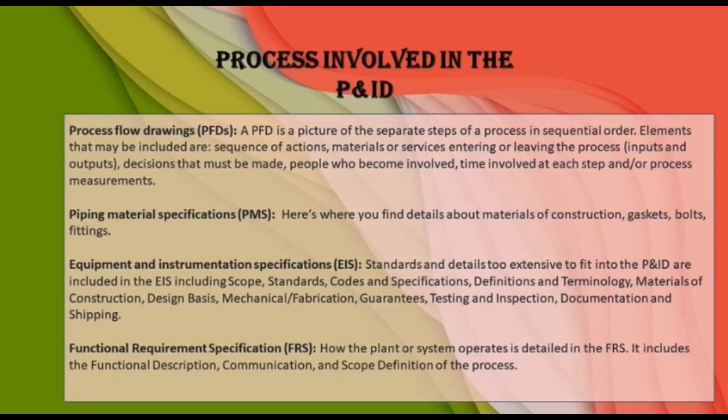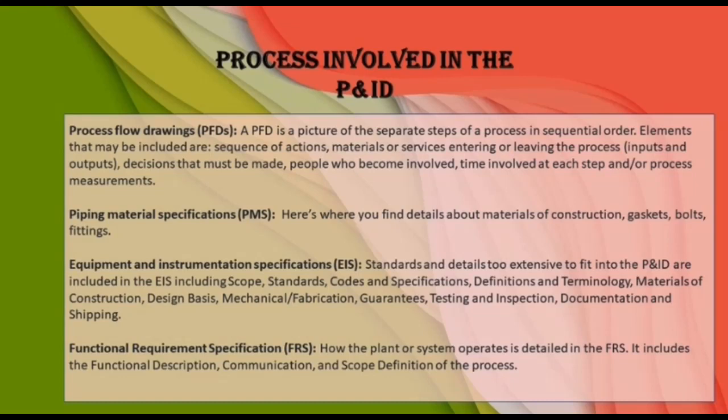Third, equipment and instrumentation. Details too extensive to fit into the P&ID are included in the EIS, including scope, standards, codes and specifications, definitions and terminology, material of construction, design basis, mechanical, fabrication, warranties, testing and inspection, documentation, and lastly shipping.